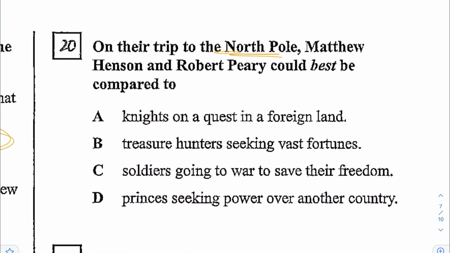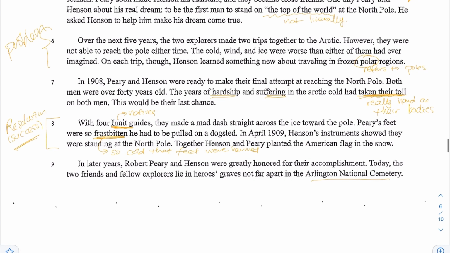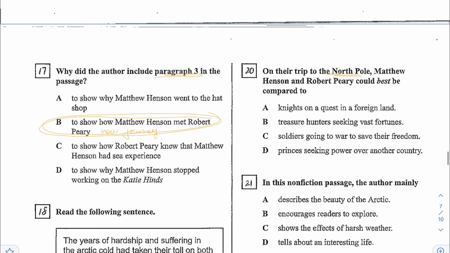Next for number 20, on their trip to the North Pole, Matthew Henson and Robert Peary could best be compared to. So when they went to the North Pole, that is here chapter 6, 7, and 8. So they were working together, they had hardship and suffering, and eventually they succeeded. So what they were kind of like, if you go through all the choices, were they like knights on a quest? Were they like treasure hunters? Were they like soldiers going to war? Or were they princes seeking power over another country?